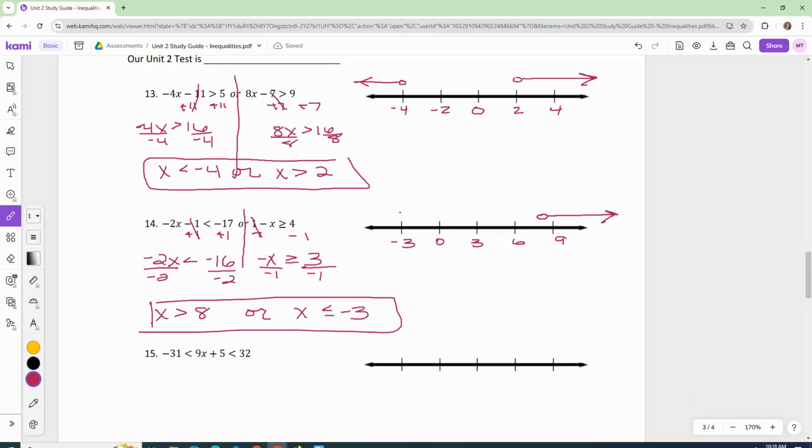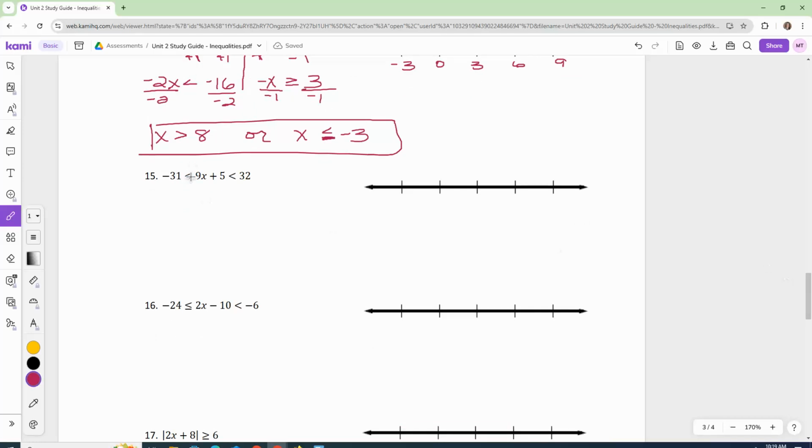Less than or equal to negative 3, open or closed? Has an equal to, it's closed. And going to the left, because it's an or, we expect the opposite directions here. Alright.